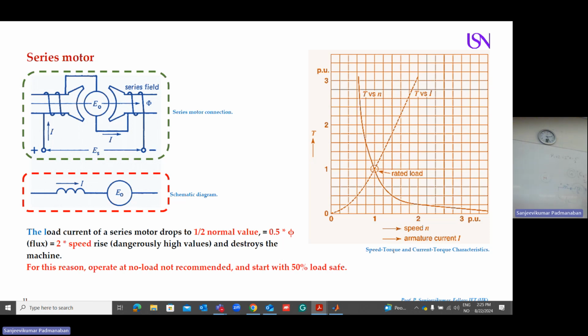I1, I2, IF and IA. Here, the current is the same. That's the big challenge: both have the same current. Is it clear to you? Both have the same current.